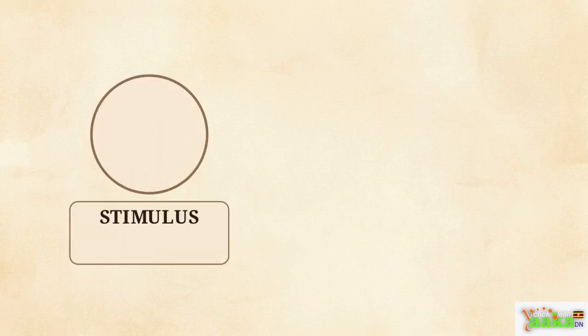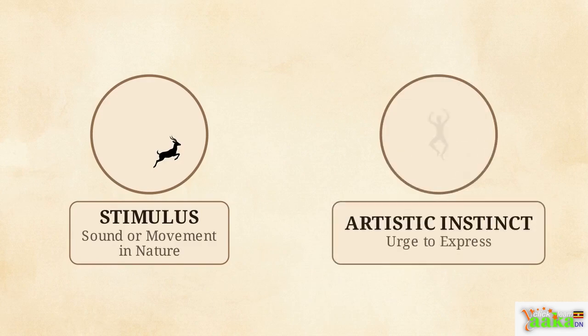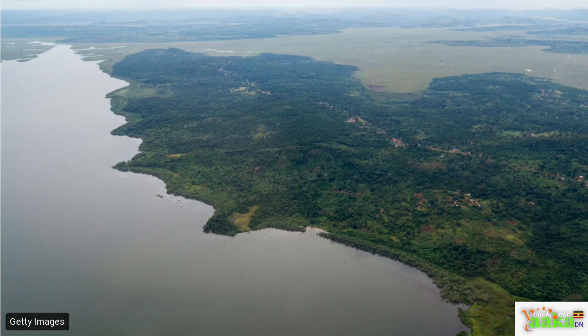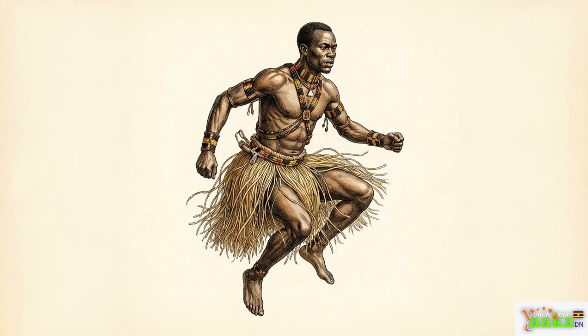This process uses two things: a stimulus, which is the sound or movement in nature that triggers an idea, and artistic instinct, the natural urge to express what you see or hear through performance. By observing the specific plants and animals of the Bwindi forest or the shores of Lake Victoria, artists gather the specific details needed to create a performance that is recognizably Ugandan.